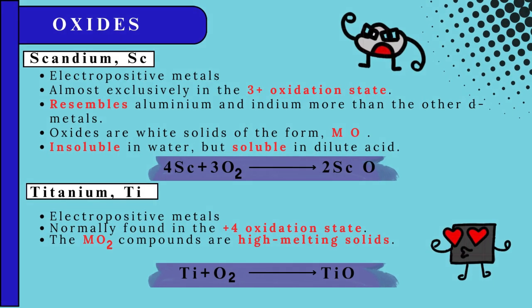The early transition metals such as scandium and titanium are relatively electropositive. Scandium mainly forms scandium oxide, where it exists almost exclusively in the +3 oxidation state. This oxide is a white solid, insoluble in water, but soluble in dilute acids. Titanium commonly forms titanium oxide with titanium in the +4 oxidation state. Titanium dioxide is a high melting, stable oxide and is widely used as a white pigment.